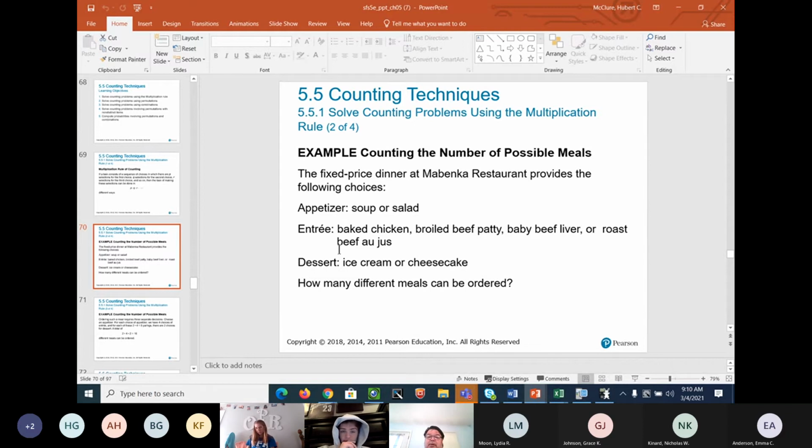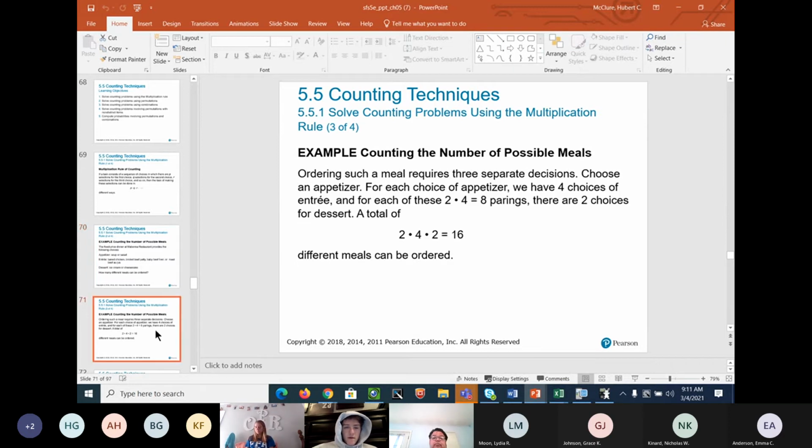All right. So, and roast beef. I would take the roast beef any day. So how many is that? 1, 2, 3, 4. So that's my 4. And then ice cream or cheesecake. Well, that would be cheesecake any day. So that would be 4, 2, and 2. And then you multiply them together. So you got 16 different ways that you can order that meal.